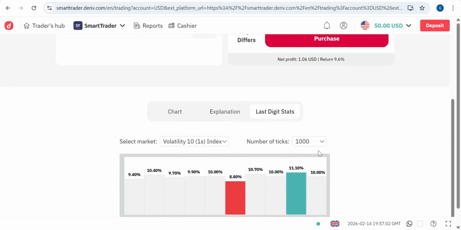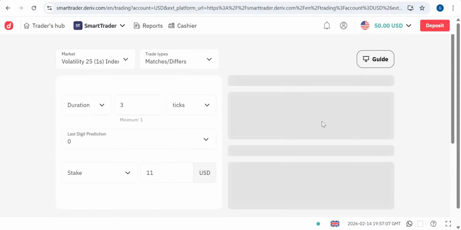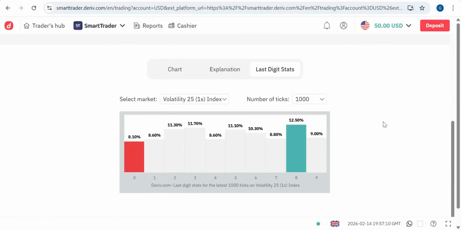numbers. So you check for the other market, like for example, go on volatility 25, you check here and you'll find that 8 is actually coming 12 point something percent. So you go for the number that is actually not usually coming, which simply means 8 is not usually coming every third tick. It's taking about 12.5% as compared to 0, which simply means 0 is coming up as compared to this. I don't know if you're catching it.